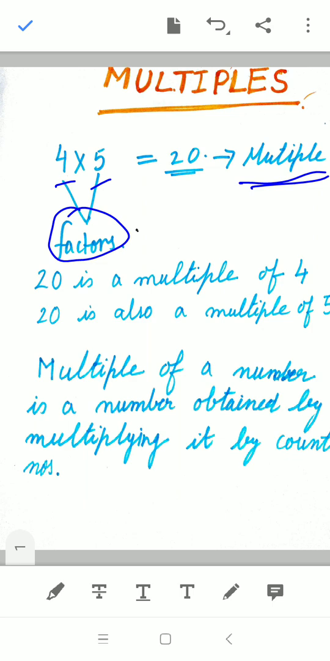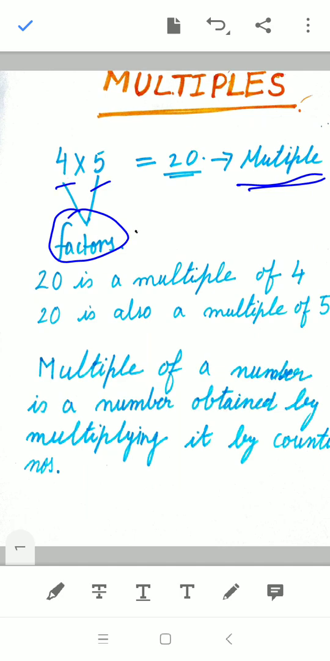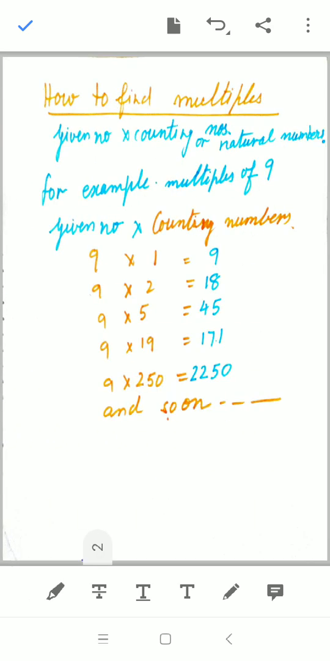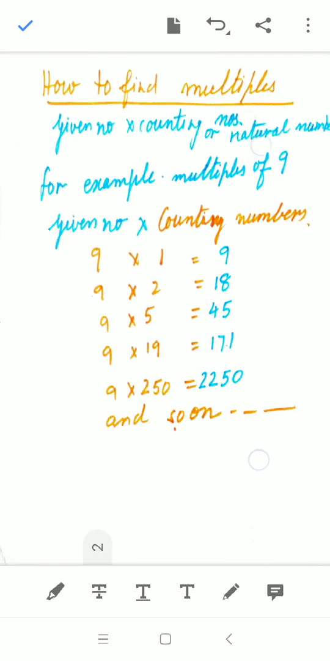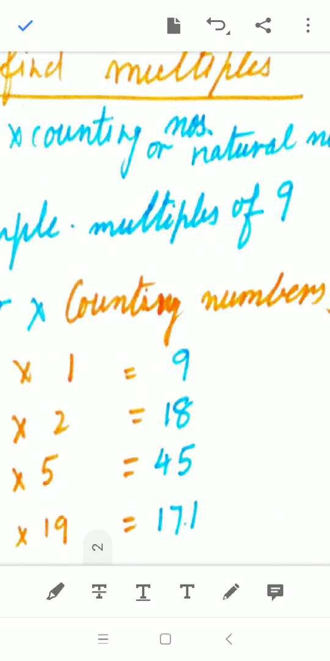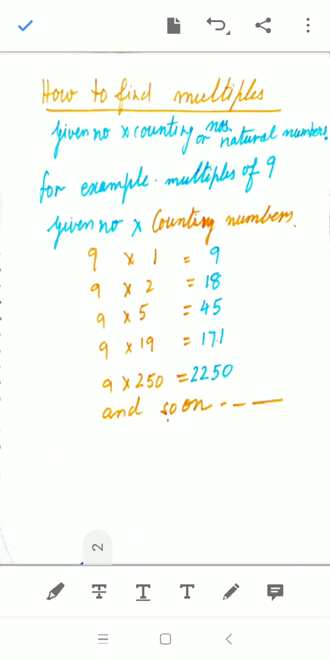We can count till whichever number we want. There are uncountable numbers, so we can keep on multiplying. Suppose we have to find multiples of 7. So 7 into 1, 7 into 2, 7 into 3, 7 into 4. This way we keep on finding the multiples. Now see how to find multiples. There is a set formula: given number multiplied by counting numbers or natural numbers, that means 1, 2, 3, 4, till wherever you want.